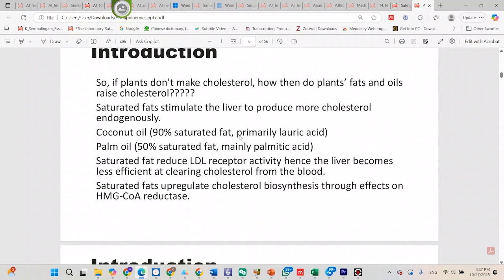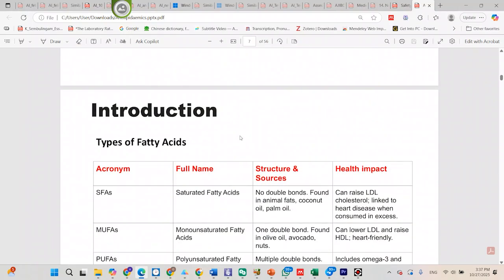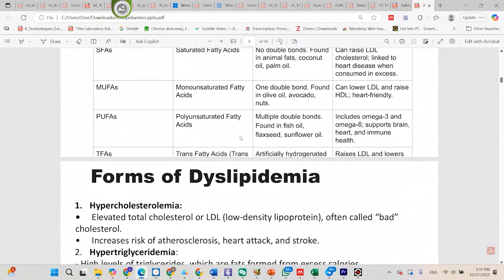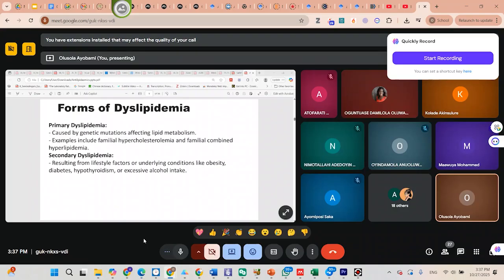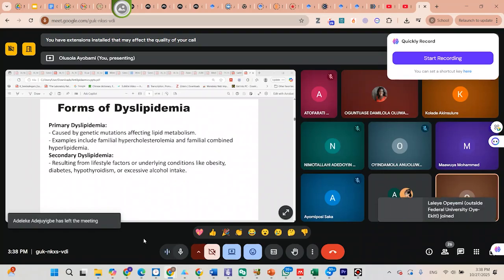I've explained also the fact that plants don't make cholesterol, animals make cholesterol, and how plant fat contributes to high cholesterol. We have said this, and I think I explained the SFAs, MUFAs, and PUFAs. Primary means that it may have some genetic inputs. So when we say primary dyslipidemia, it means that it is caused by genetic mutations affecting lipid metabolism.